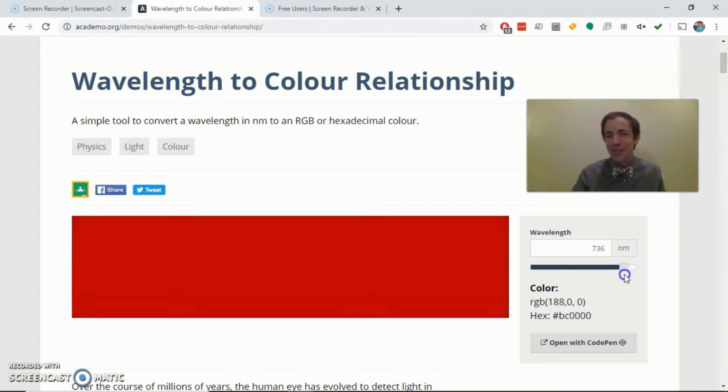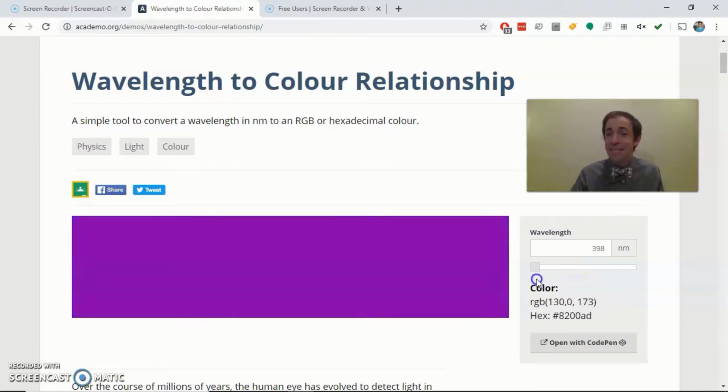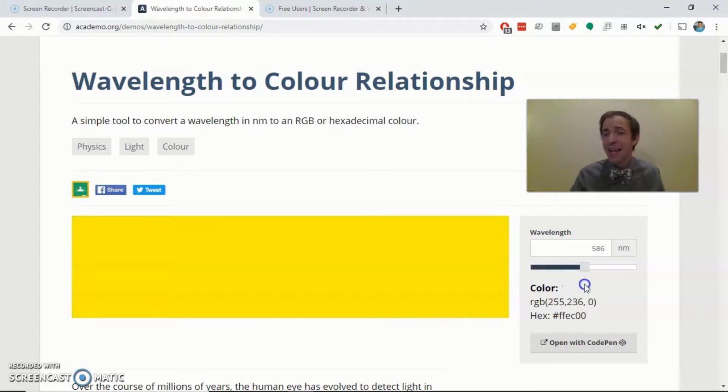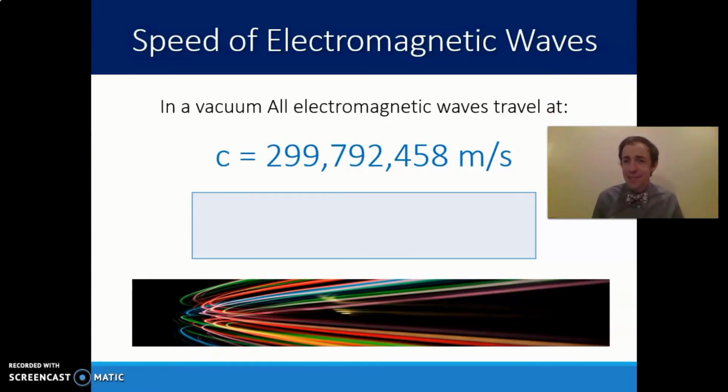Now, just like we see a spectrum of colors in our rainbow, we see a spectrum of colors as we are changing the wavelength. The lowest wavelength is purple, that's the highest frequency, and the longest wavelength is the lowest frequency, that is a deep red. So if light has a frequency and light has a wavelength, light must also have a speed.